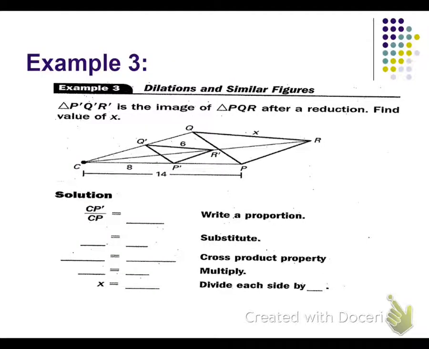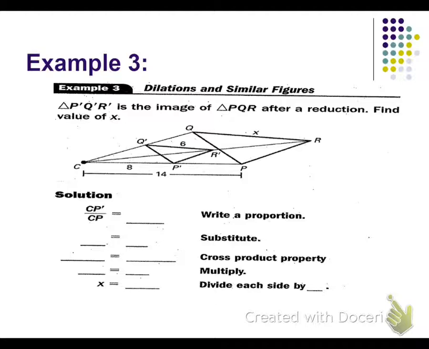So the question here says if you have a triangle, P prime, Q prime, R prime is the image of the original PQR triangle. After reduction, find the value of X. So we see here that we have X as a length on the side of QR. So if we want to find it, this first step says write it as a proportion. They want it as a proportion to the side that has X. So it's going to be written as a proportion of QR.